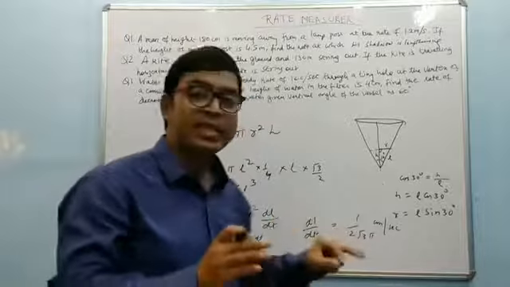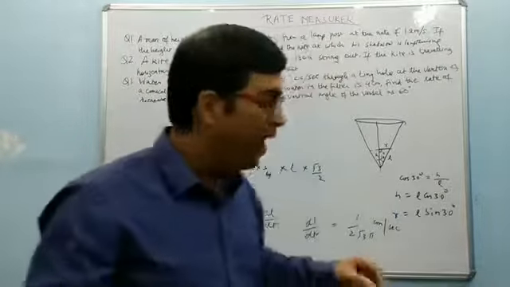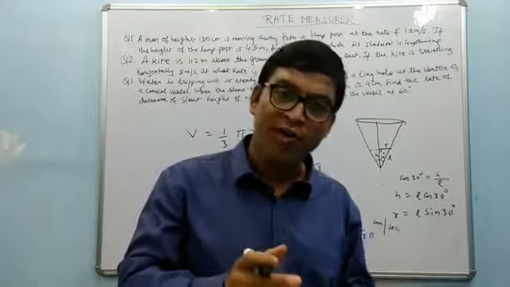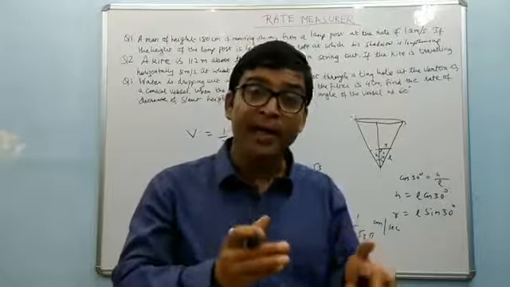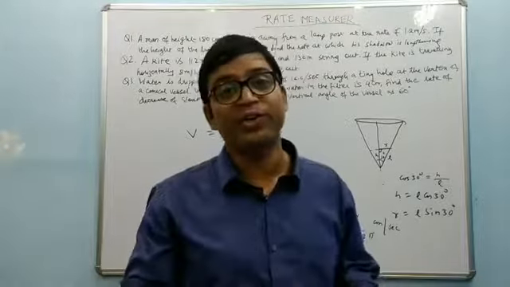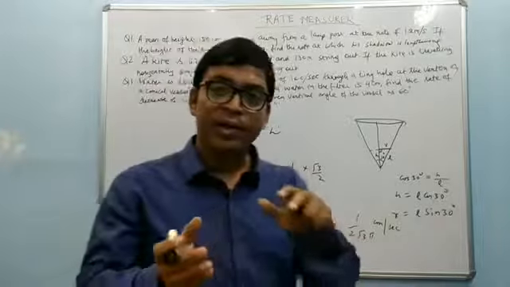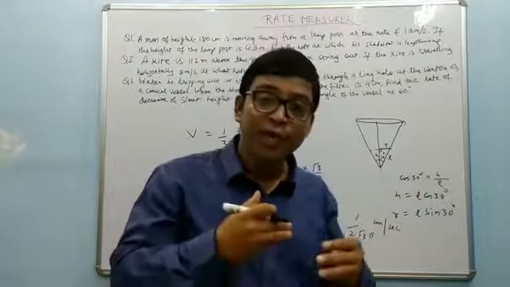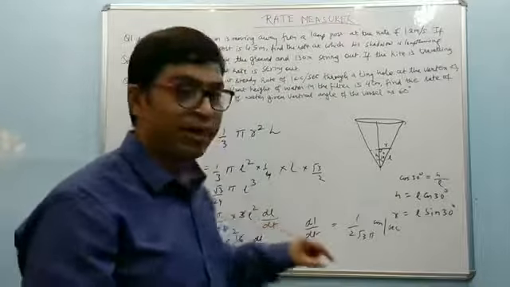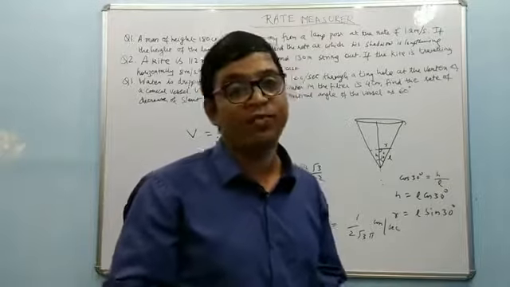In a nutshell, we write the equation in terms of the variables, and if the variables are not there, we introduce the variable by appropriate modification with the help of geometry. After insertion of the required variable, we differentiate with respect to t, put the values of the known things, and we will get the value of the unknown thing.